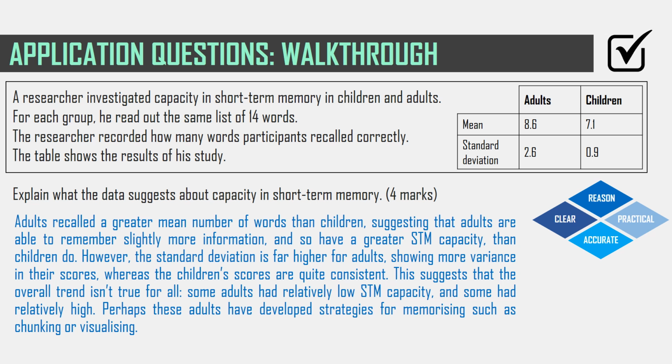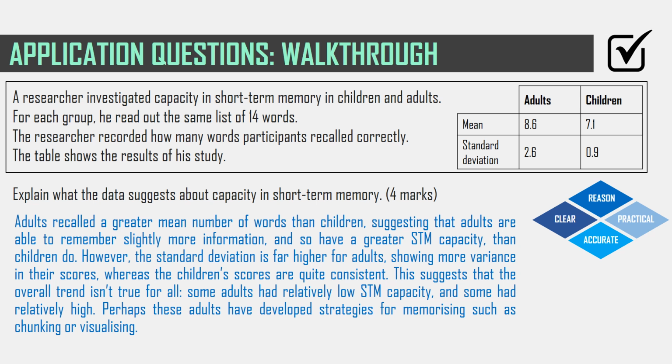Standard deviation, I'd probably go slightly further than I need to here. Maybe the last sentence I've got here you don't really need. I'm just showing that sort of reasoning going on there. But let's have a think. So, however, the standard deviation is far higher for adults, showing more variance in their scores, whereas the children's scores are quite consistent. So that's all right. I'm commenting on what the higher standard deviation shows. So the bigger the number, the more spread out the data is. Yeah? I'm going to go a little bit further than that now to get that fourth mark.